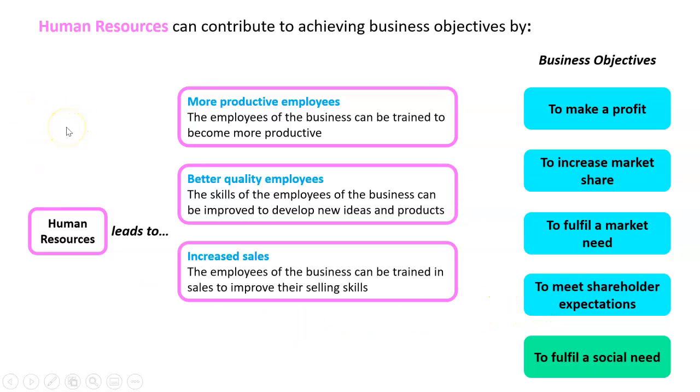What about increasing sales? How does human resources help a business increase sales? Well, you can train people in sales to improve their selling skills. You're going to increase your profit objective, increase market share, and therefore you're going to meet shareholder expectations.